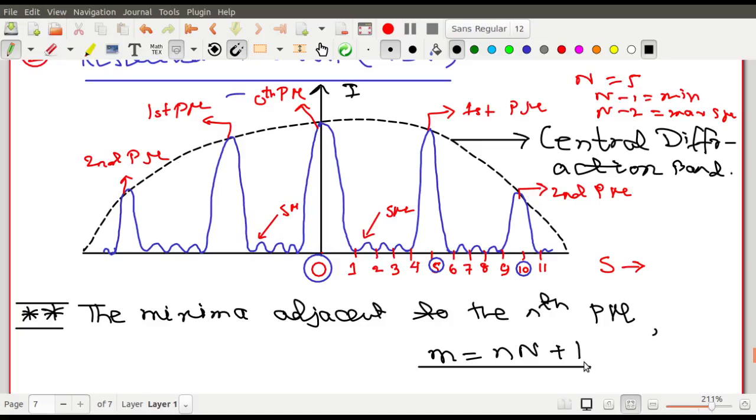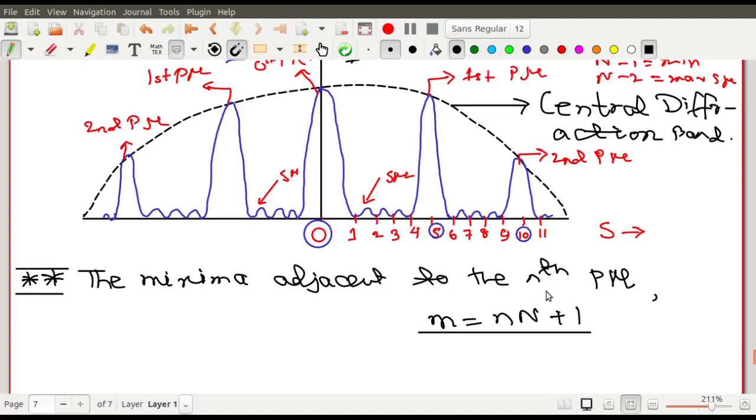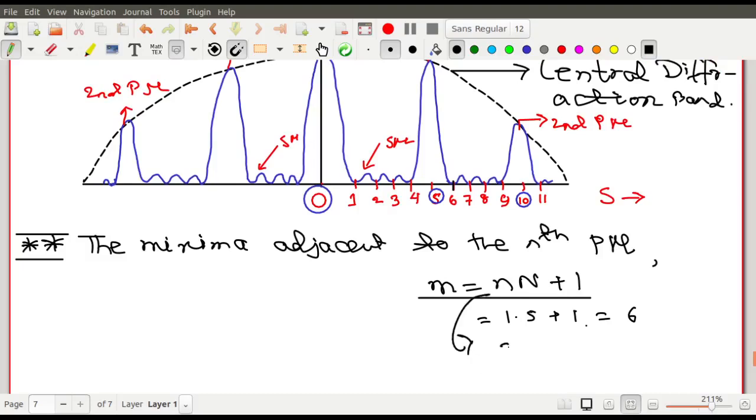Choose an nth principal maxima, which one will you choose? First, choose the first. So in this case, from the formula what will come? If I choose n equals to 1, the formula gives me 1 into 5 plus 1, that is 6. So the sixth one is the minima adjacent to the first principal maxima. That is the 6th number, you see really, this is the number 6. Similarly, if you use n equals to 2, that will come 2 into 5 plus 1, that is 11.